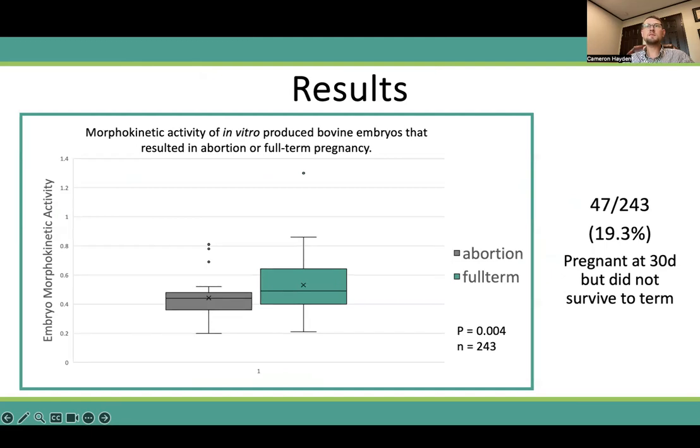First is this box and whisker plot of morphokinetic activity of in vitro produced bovine embryos that resulted in abortion or full-term pregnancy. We can see that there is evidence for embryos which resulted in abortion having lower mean activity level than those surviving to full term.